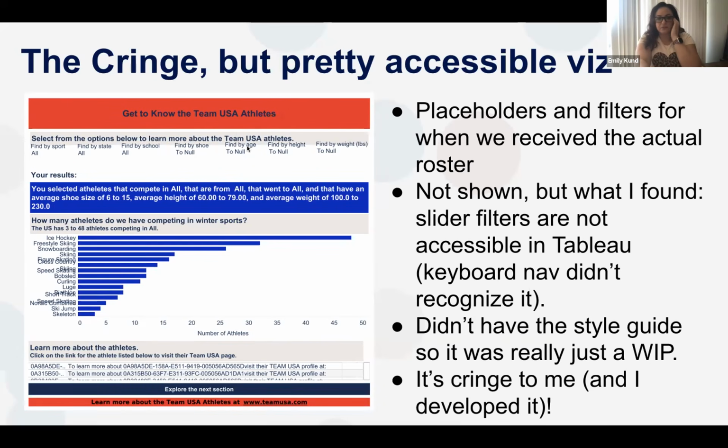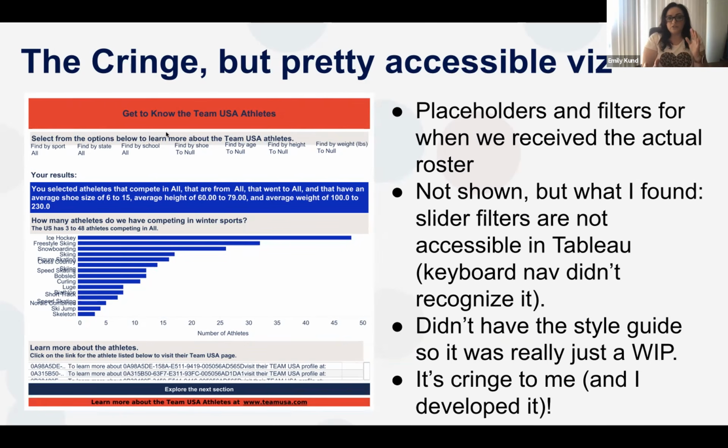In this visualization, sorry, this is where I had the sliders. And that's when I found the sliders were in here as well. And I was like, oh my gosh, this is not accessible. How are we going to do this? But yeah, it was pretty cringy. The colors, I didn't have the style guidelines, so I used Team USA colors, which are really hard from an accessibility perspective. But it was meant to be an interactive, filtered view where you could filter and then get the information to learn about the athletes, because that was the whole point of it.